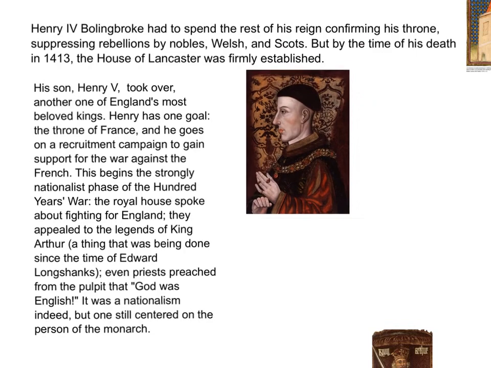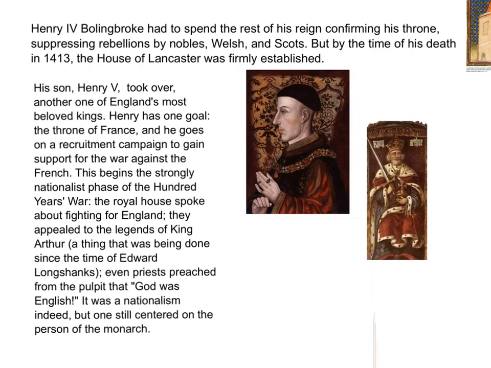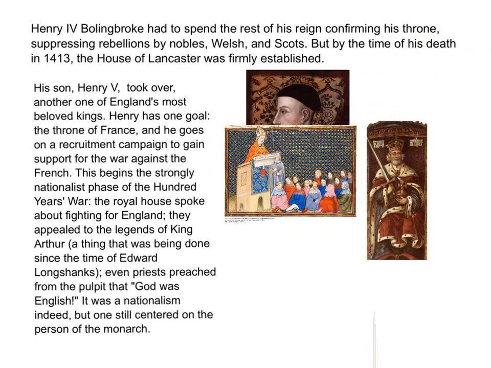Henry had one goal, the throne of France. He renewed the 100 Years' War, and he went on a recruitment campaign to gain support for the war against the French. This begins the strongly nationalist phase of the 100 Years' War. The royal house spoke about fighting for England. They appealed to the legends of King Arthur, a thing that had already been done since the time of Edward Longshanks. Even priests preached from the pulpit that God was English. It was a nationalism indeed, but definitely there's a big difference between it and the nationalism of the 19th century. This 100 Years' War nationalism is still centered on the person of the monarch.